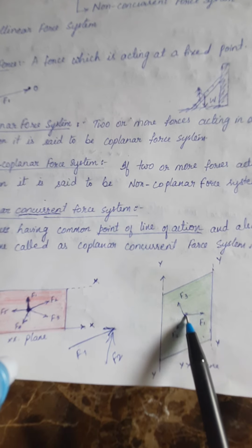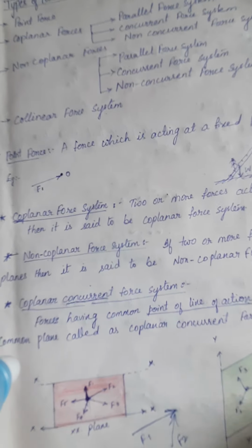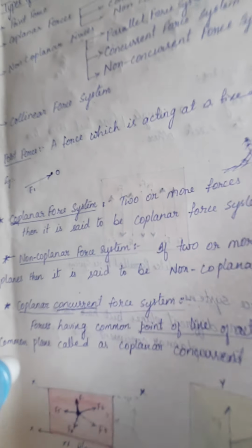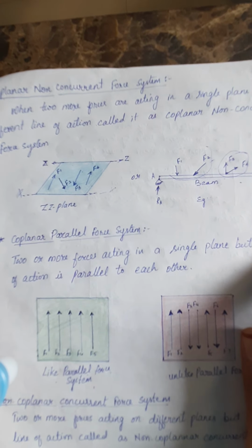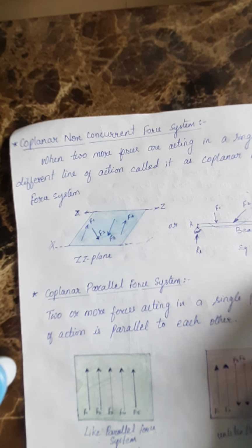Such forces are called coplanar concurrent forces or coplanar concurrent force system. And now we do not call the number of forces as a force. When 2 or more forces are there, we'll call it a force system. Together we'll consider it.